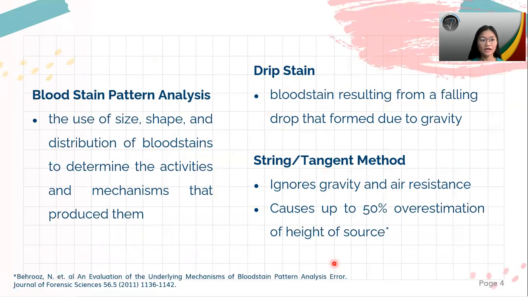The introduction. Bloodstain pattern analysis is a practice in forensic science and crime scene investigation that uses the size, shape, and distribution of bloodstains to determine the activities and mechanisms that produce them. A drip stain is a bloodstain resulting from a falling drop that formed due to gravity. Now, the current method in determining the origin of a drip stain is the string or the tangent method. This method assumes that blood drops travel in straight trajectories from the region of origin to the target surface. However, this method causes up to 50% error in the estimation of the height of the source.